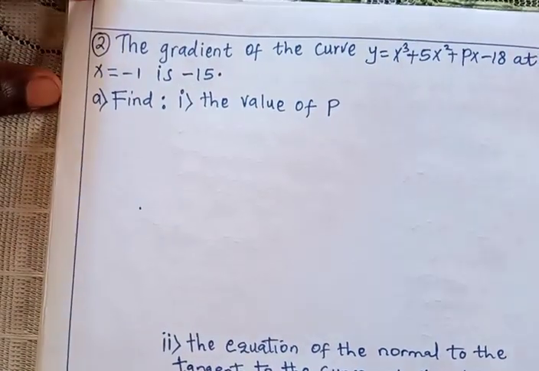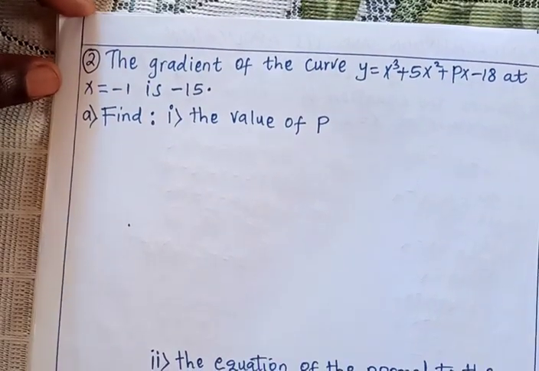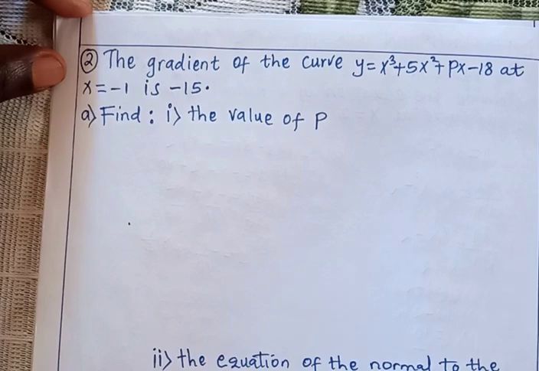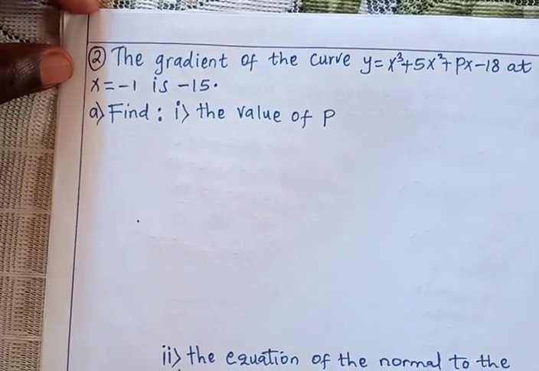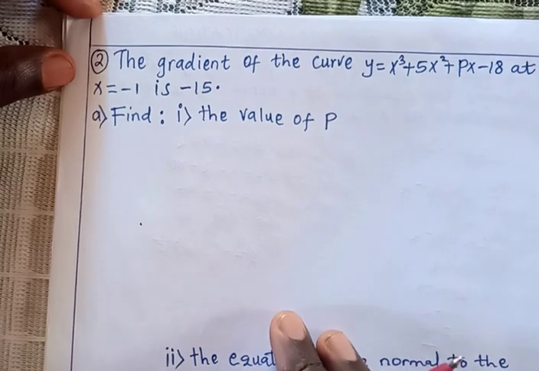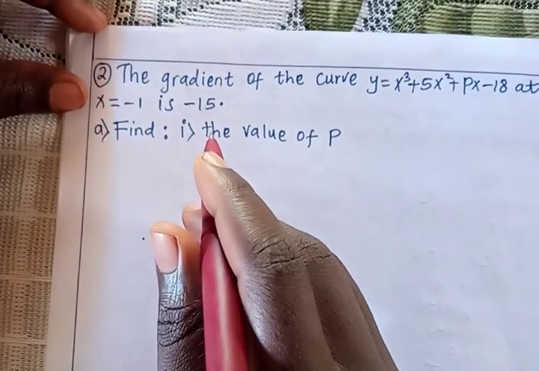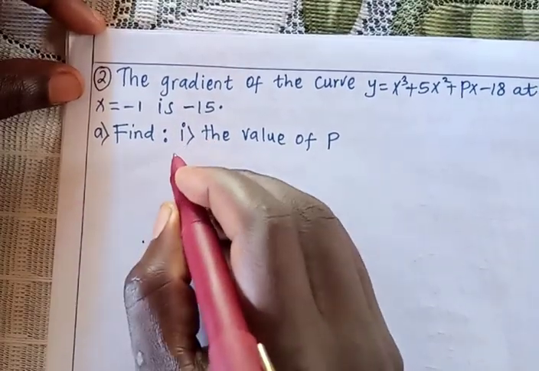I want to put these things very clear to us. The question reads, the gradient of the curve y is equals to x raised to power 3 plus 5x squared plus px minus 18 at x is equals to negative 1 is negative 15. So we are supposed to work out the value of p. That is for part 1.